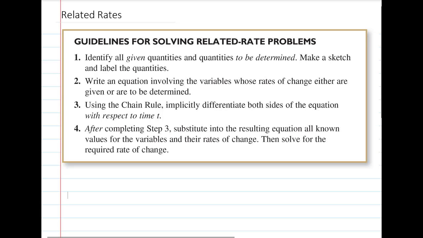And then last but not least, after completing step three, substitute into the resulting equation all the known values for the variables and their rates of change. So we're going to substitute everything that we know after we differentiate, not before. Then solve for the required rate of change, which is typically what we're going to be asked to find.